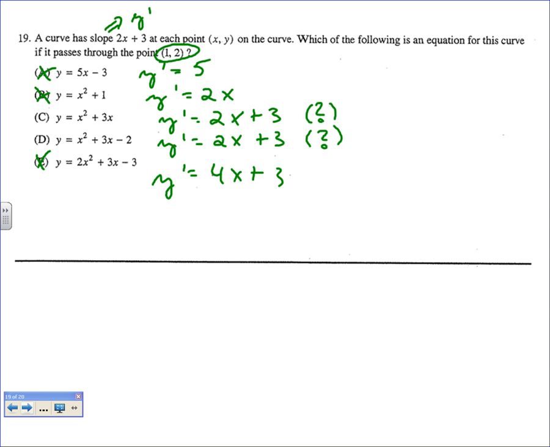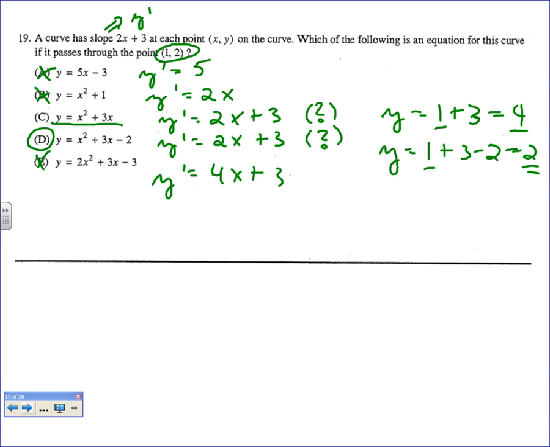Excuse me. We're putting the point in the function. And if we put 1 in, we get 1 plus 3 or 4. And (1, 4) is not (1, 2). However, if we put 1 in letter D, don't we get out 1 plus 3 minus 2, which is a 2, and that's what we want. When we put 1 in, right, we get 2 out. So D is our choice.